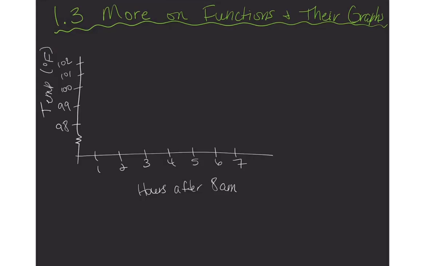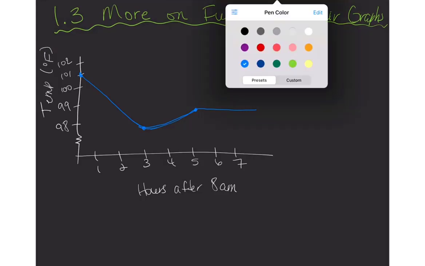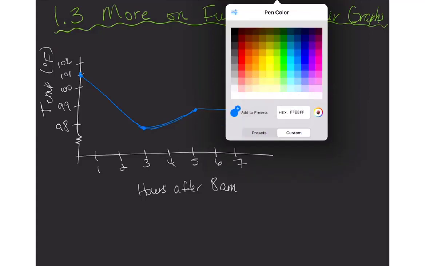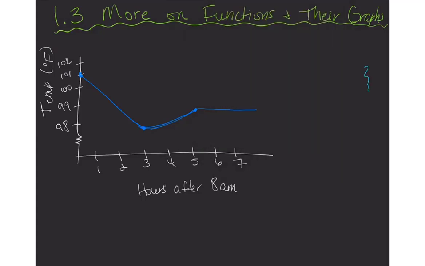So our graph doesn't have to be perfect, but I'm going to throw some points in here. So I'm going to go at 3, 98, at 0, 101, and at 5, 99. And then on my little function, I'm going to bring this down and curve it up, and then I'm going to go straight. So not that it's got to be perfect, but it's close. I think that might work a little better. All right.